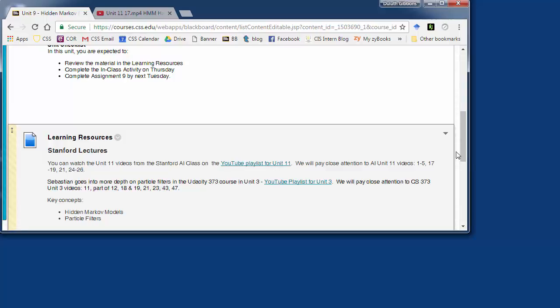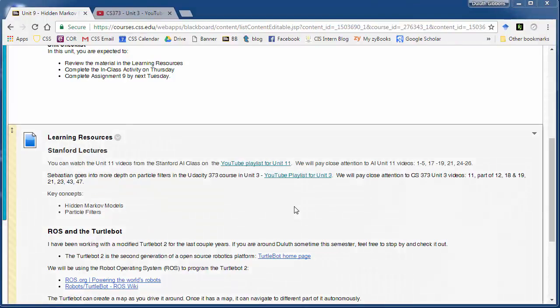Now I want to jump to another course. This is a more advanced online course that Sebastian teaches on robotics and AI. And I want to jump more into particle filters and programming those. In the intro course at Stanford, they don't give you enough detail of particle filters to really implement them. So we're going to look at just one unit, unit 3, from this more advanced course.